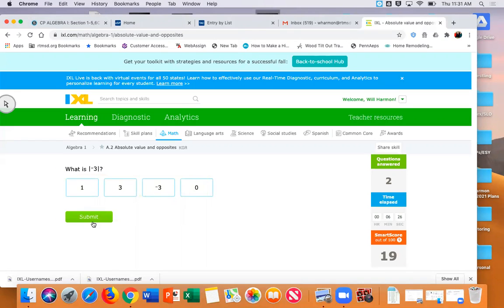All right, let's go with Kimmy. What is the absolute value of negative 3? What do you think? So Kimmy, if you were to drop the sign for negative 3, what would it be? Oh, come on, you can do it. What is the absolute value of negative 3? Positive 3. Positive 3.